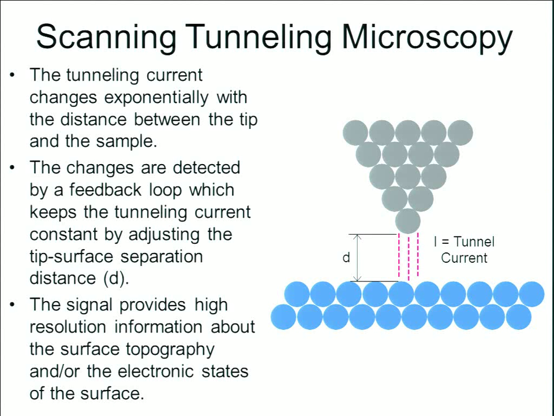And the trick to doing that is using a piezoelectric capable of making those fine incremental adjustments. So the tunneling current, as we said earlier, changes dramatically, exponentially, with the distance between the tip and the sample. The changes are detected by a feedback loop, which keeps the current constant by adjusting that tip-surface separation. And then the tunneling current detected provides us with high-resolution information about surface topography and/or electronic states on the surface material.